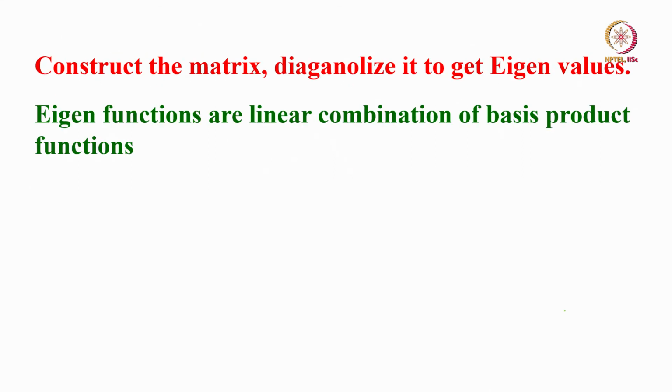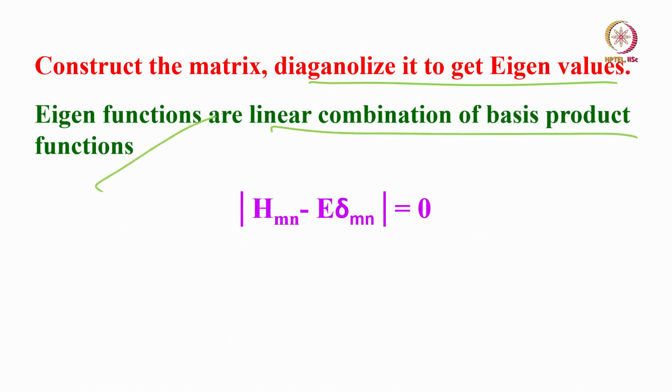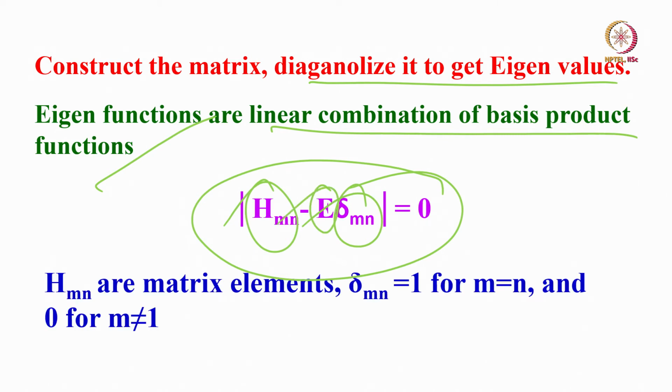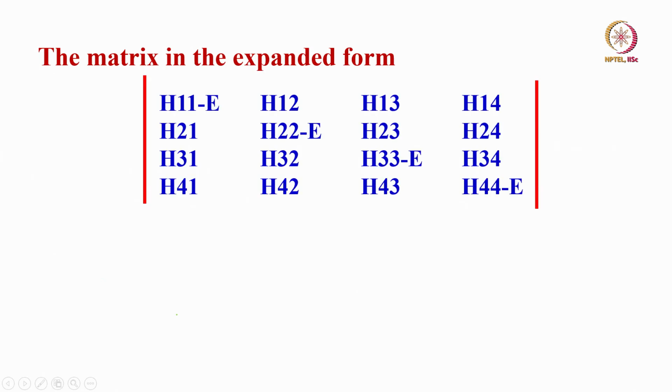Okay. So, what do we have to do? Construct the matrix, diagonalize the matrix to get the eigenvalues, and the eigenfunctions are linear combinations of the basis product functions. And basically you have to write it like this. I am sorry, this is a matrix like this. Hmn minus E delta mn equal to 0. Hmn are the individual elements of the matrix, and delta mn is the Kronecker delta. For m equal to n this is 1, otherwise it is 0, and E is the energy eigenvalues we have to work out. So Hmn are matrix elements, and delta mn is equal to 1 for m equal to n and 0 for m not equal to n. So the matrix you have to write in the expanded form like this.